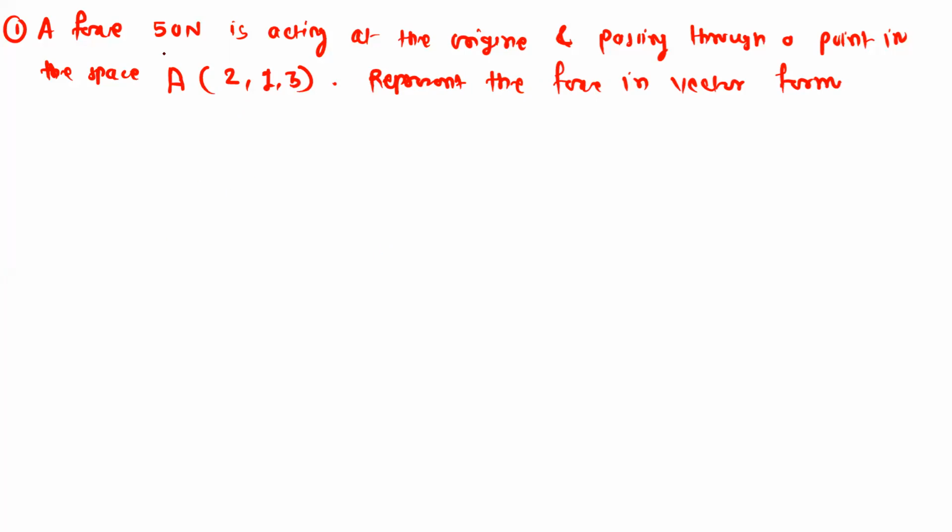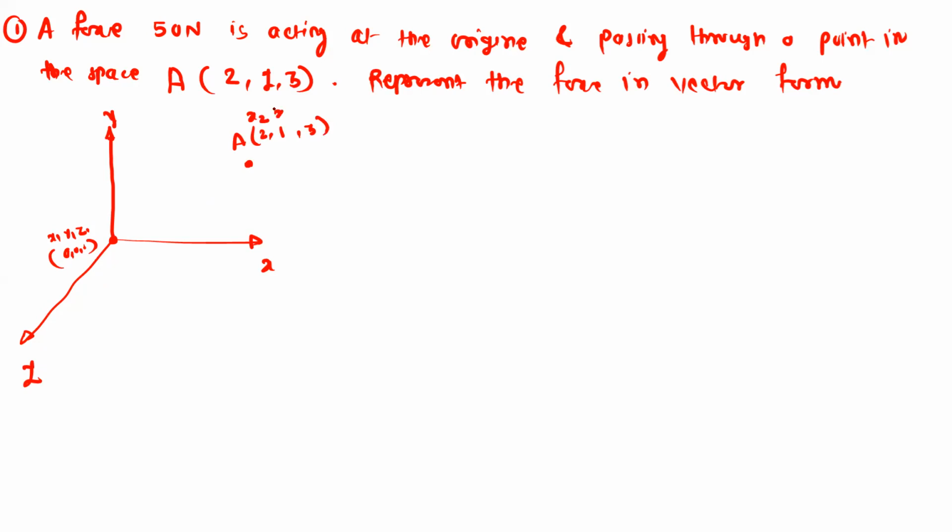Okay. So for that, we can draw the three-dimensional space. So this is the x, y, and z axis. The force is acting at the origin. So this is the first point, having the coordinates 0, 0, 0. So we can take this coordinate as x1, y1, and z1. The second point through which the force is passing is given as A. Its coordinate is 2, 1, and 3. So we can take this as x2, y2, and z2. Okay. So this is the force vector.